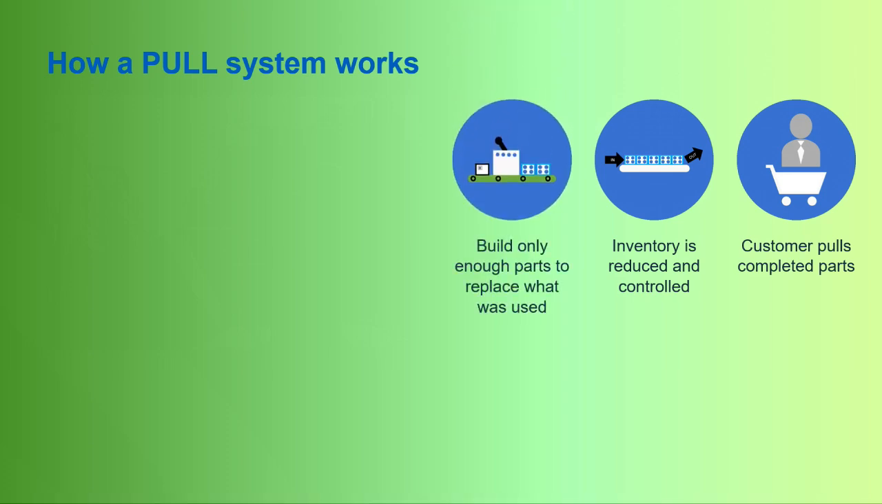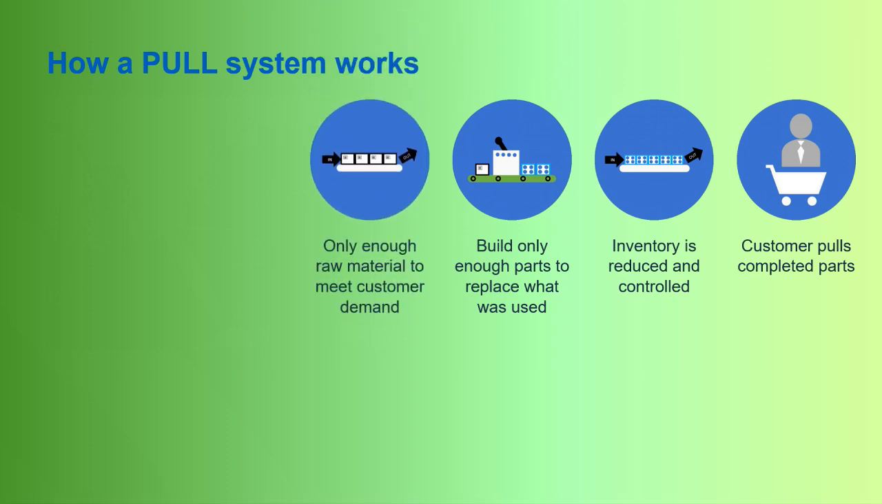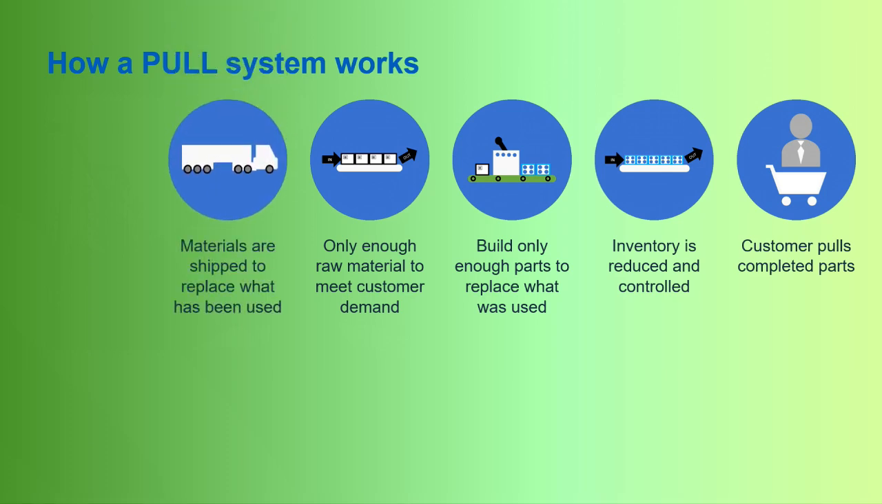Now we produce only enough parts to restock the parts the customer pulled. We only use enough raw material to meet the customer's demand. Like the finished parts, the reduction of raw material triggers the upstream step to order or produce more material. Just enough material to replace what was used is transported. Materials are ordered based on what is needed.